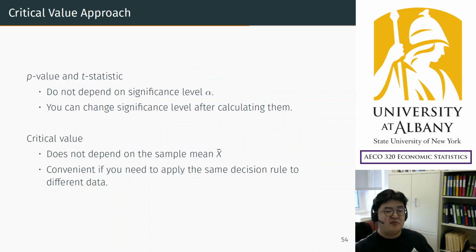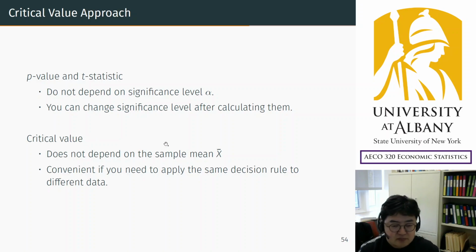And now let me compare the critical value approach with the p-value and t-statistic. The major difference is like this. The p-value and t-statistic do not depend on the significance level, alpha. You only need data and belief to calculate them, okay? However, when you use the critical value approach, the critical value does not depend on your sample average. It depends on your belief and your significance level. So when you change the significance level, your critical value changes.